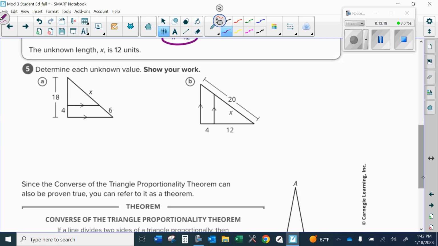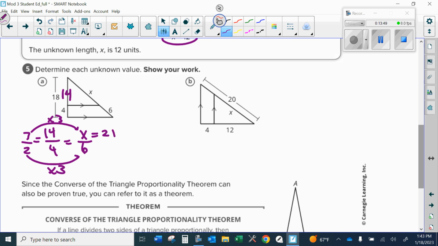Okay, now here, if this length is 4 and the whole length is 18, that makes this 14 right there. So now again, I can do my proportionality here. I can do 14 over 4 equals x over 6. I can reduce this down, divide by 2, 7/2. 2 times 3 is 6. 7 times 3 is 21. So 21 over 6 reduces, it's the same ratio as 18 over 4.